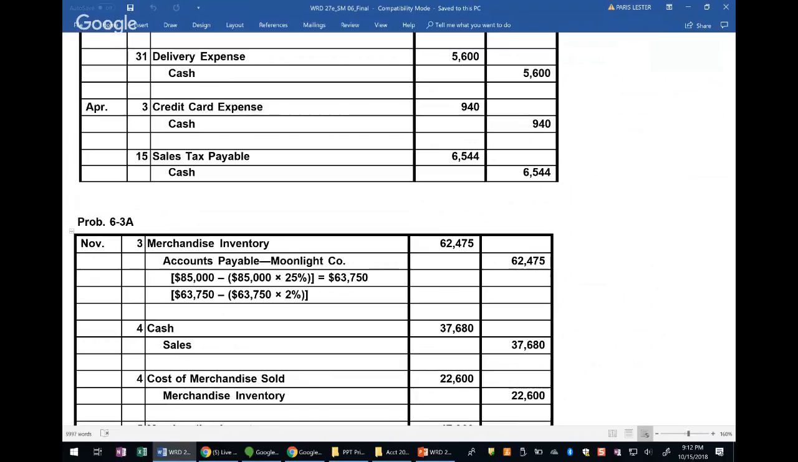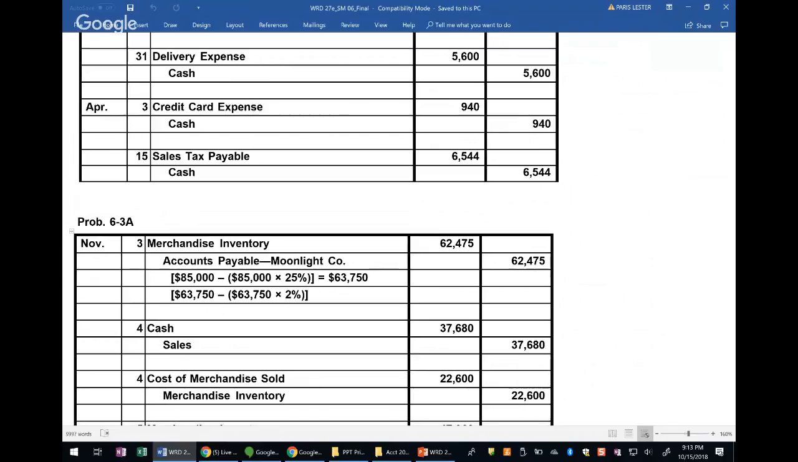You'll debit accounts receivable. Number 5. Ryan, you're way off. Okay. Let's see if y'all signed in.